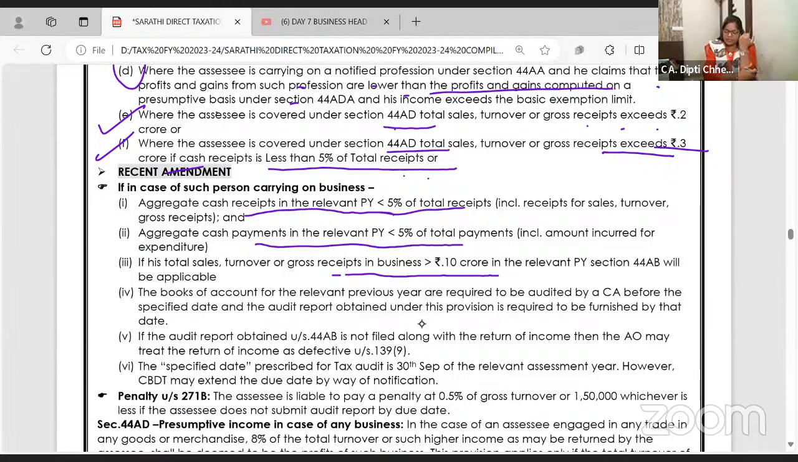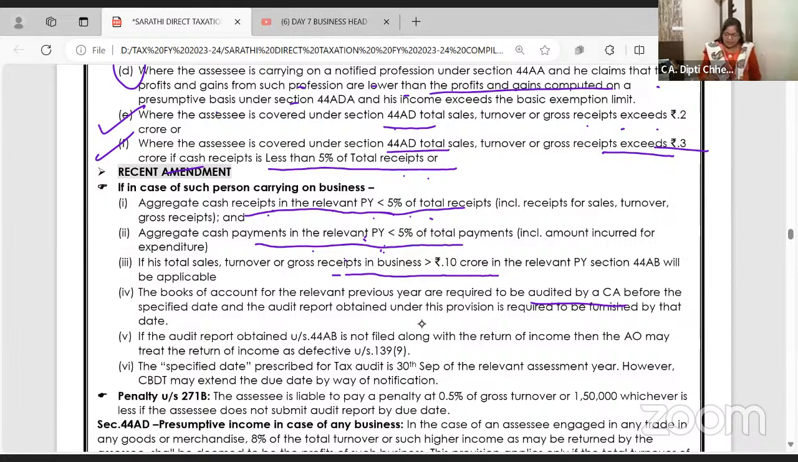अभी देखो, generally turnover 1 crore से exceed होगा तो you have to get the books audited. But here if it exceeds 10 crore, then only you will get it audited. मतलब for all the online businesses whose payments in cash are less than 5%, and even receipts less than 5%. सब कुछ online है. They earn in bank, they spend in bank. Then for them, instead of 1 crore, what is the tax audit limit? 10 crore. ठीक है?